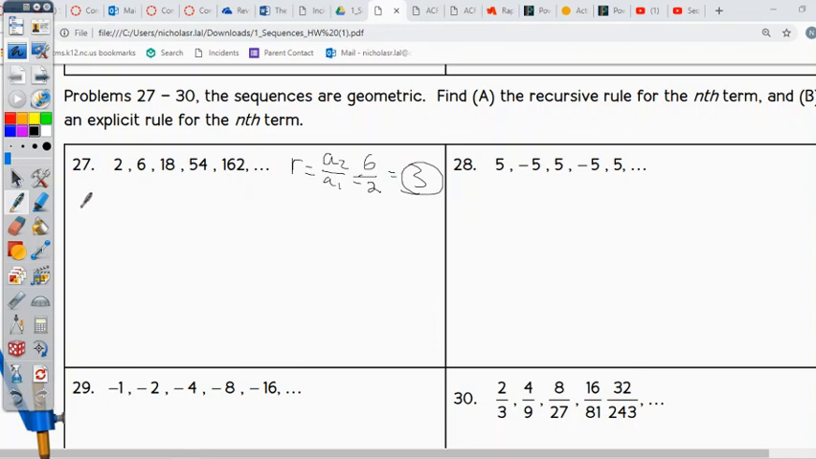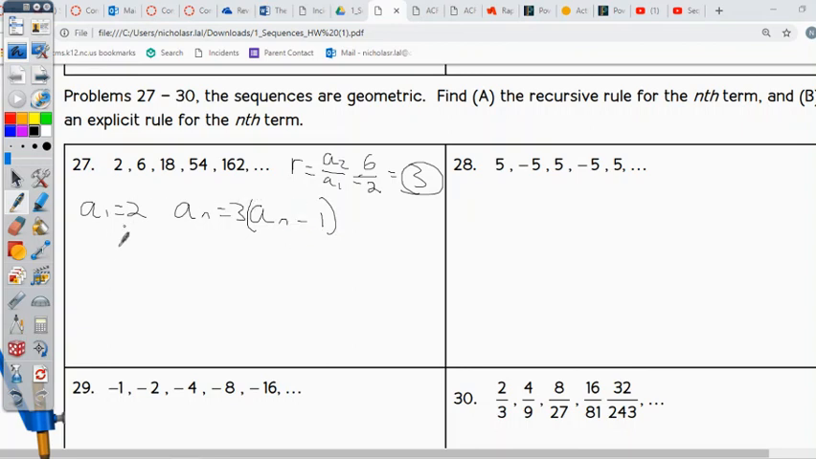So for recursive, right? A1 equals 2 and AN is equal to AN minus 1 times 3. That was the same thing.